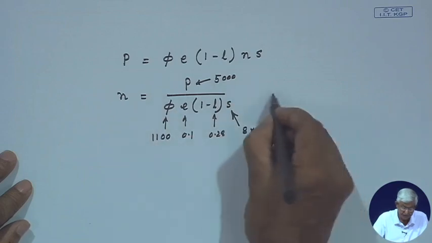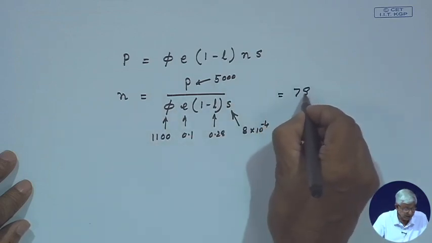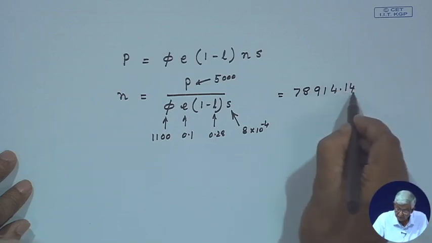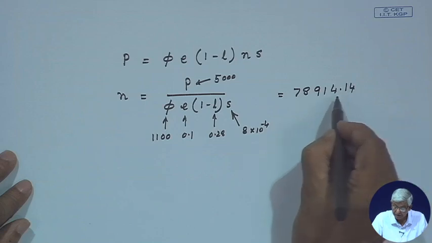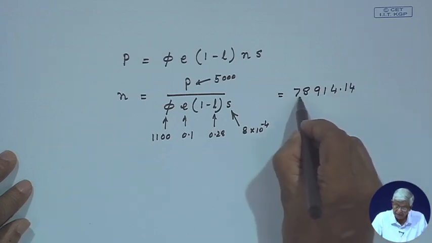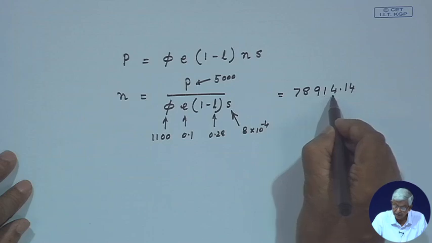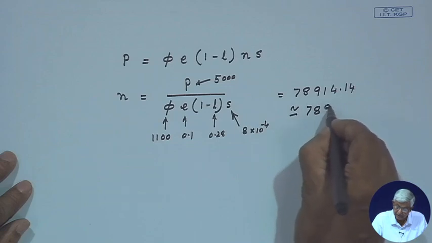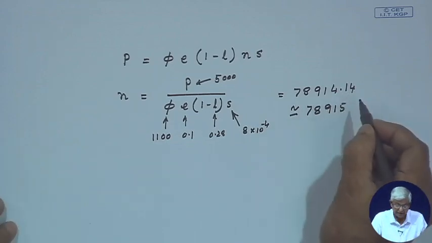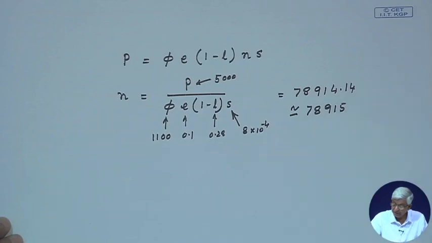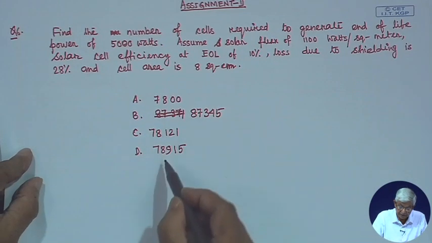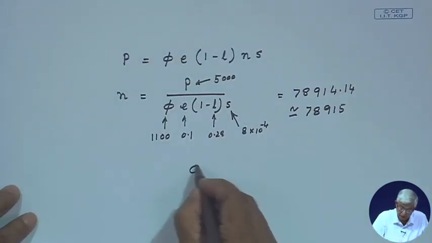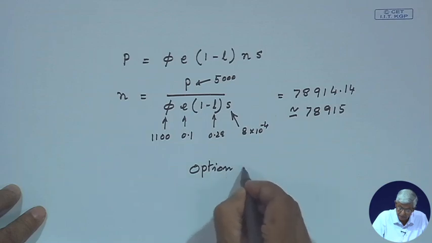P value is given as 5 kilowatt at the end of life. You put these values, you will get a number as 78914.14, etc. But the point after the decimal, 0.14, you cannot use; we need more than 78,914. Therefore, your solar cell requirement will be 78915. You cannot use a fraction of a solar cell. So, 78915, and the option 78915 appears in D.